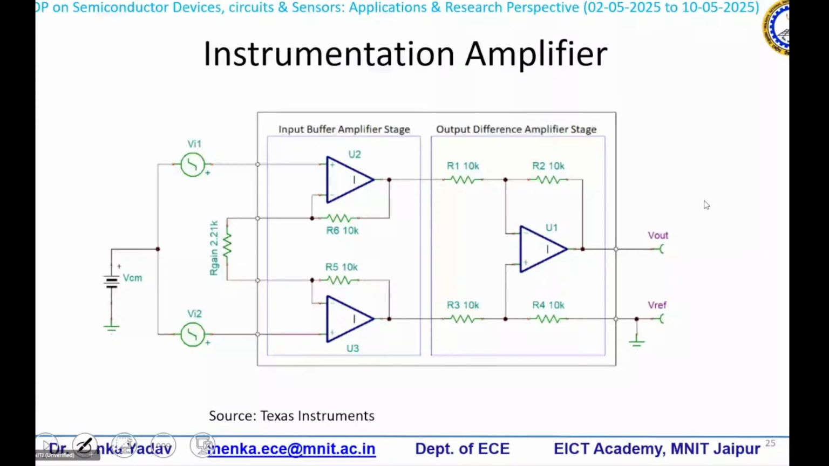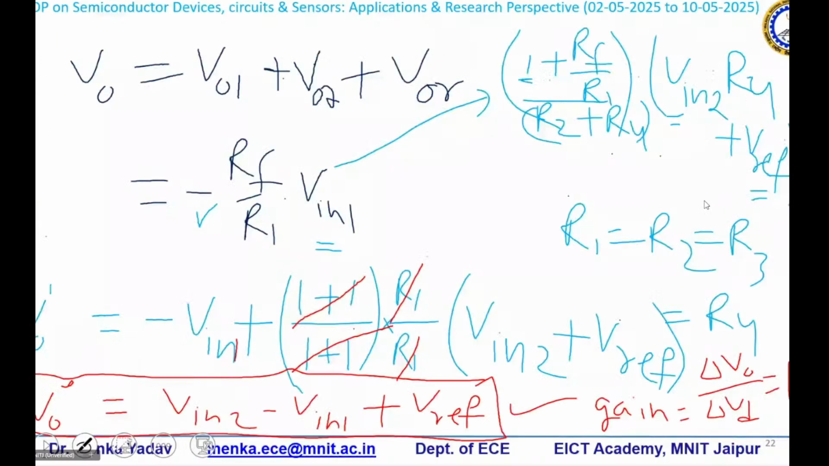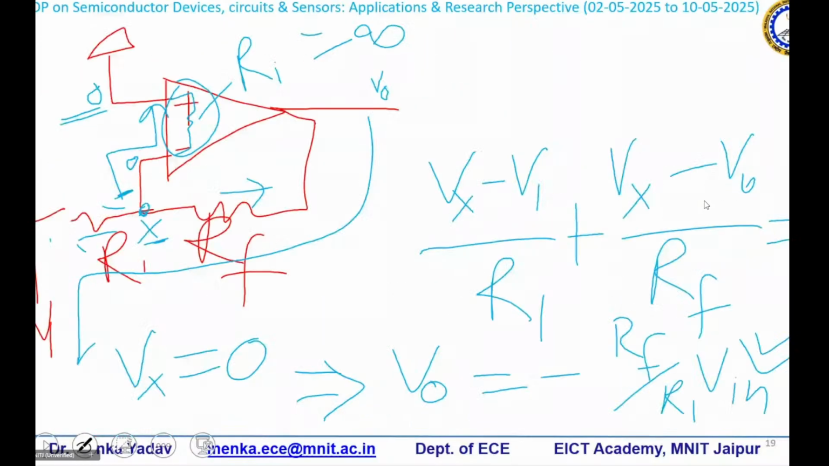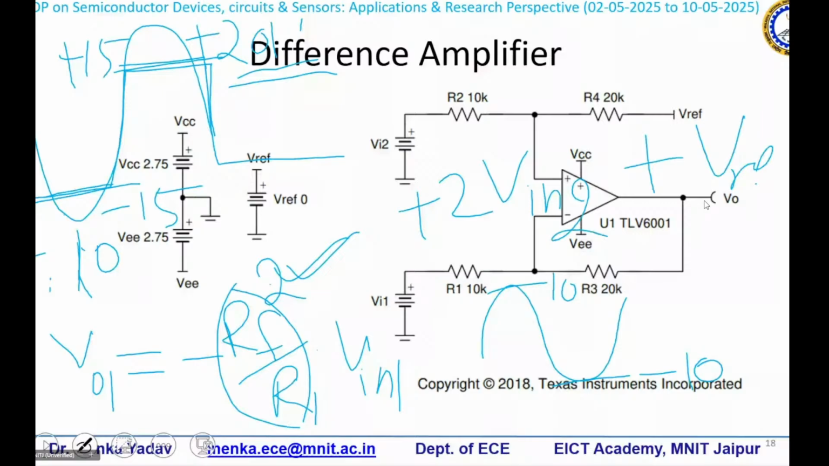In the previous expression, I believe I made one mistake. When I made this, it was good. So it was 2, yes, it is 2, and the other 2 came with plus 2V in 2 and plus V reference we found. So we are having the difference amplifier gain in this way.